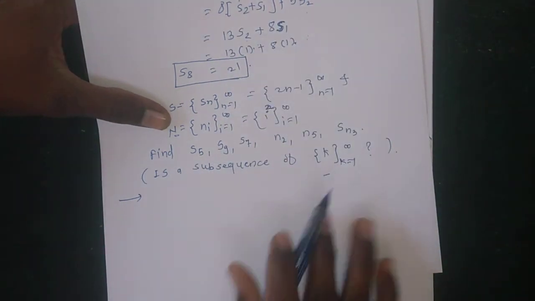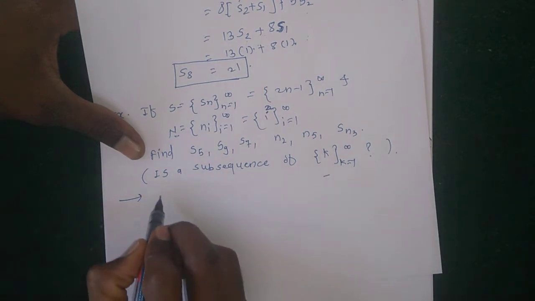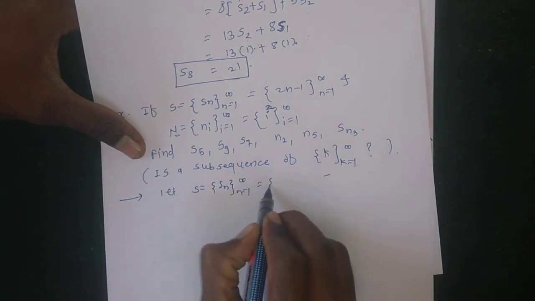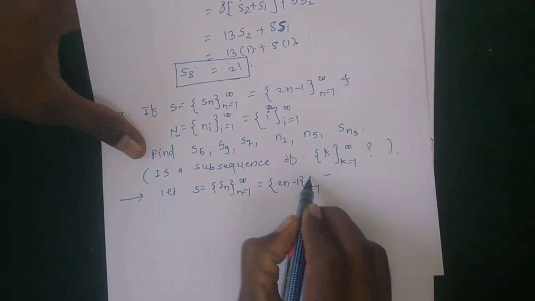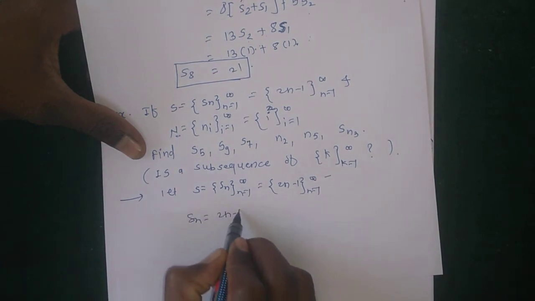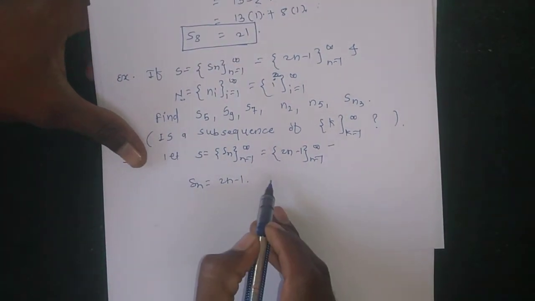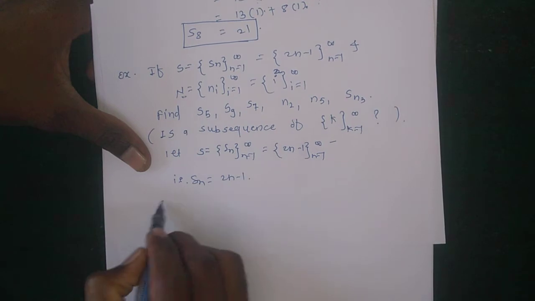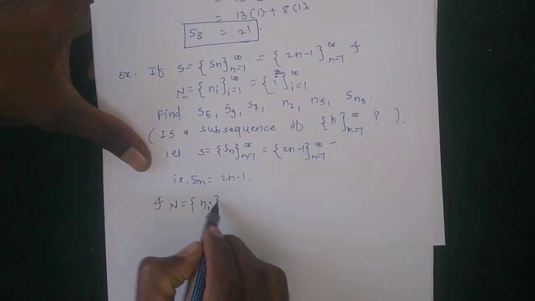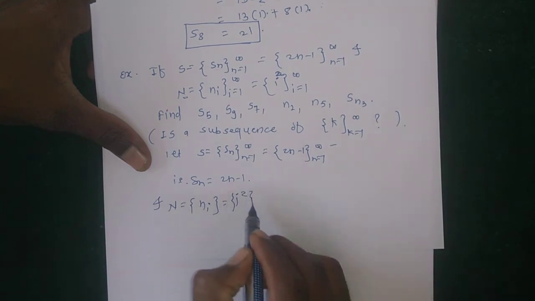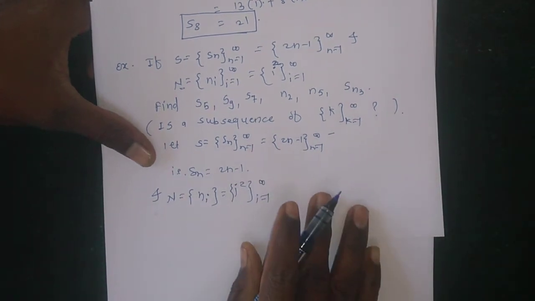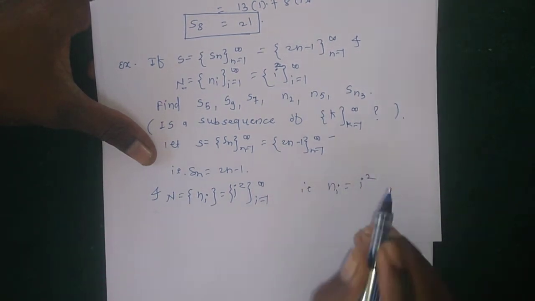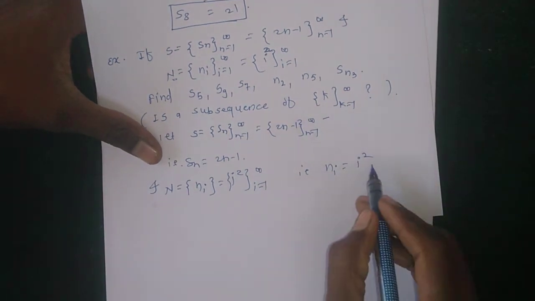Using all this, let S be the sequence Sn, n runs from 1 to infinity, equal to 2n minus 1, where n runs from 1 to infinity. Here Sn is equal to 2n minus 1, and N is equal to Ni is equal to i square, where i runs from 1 to infinity. That is, Ni is equal to i square.